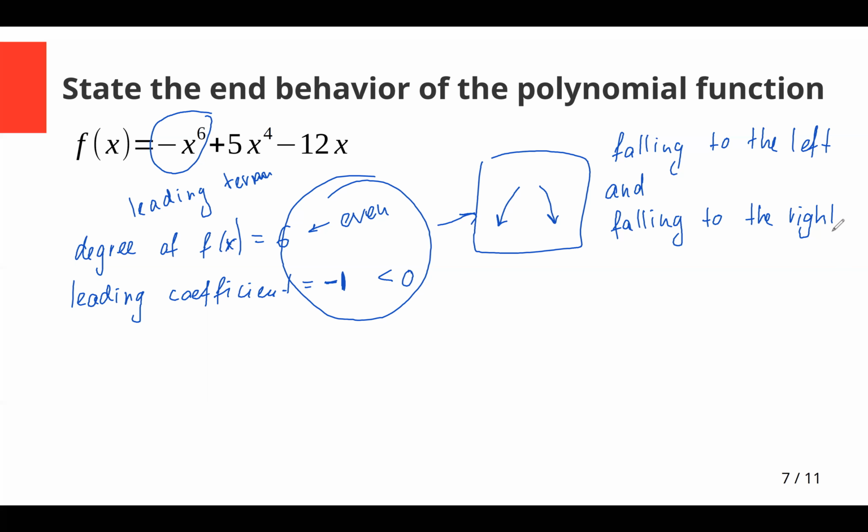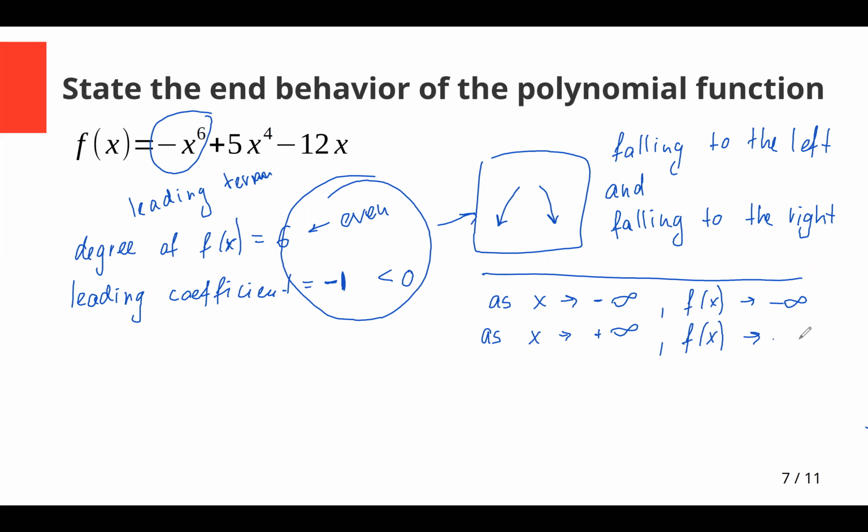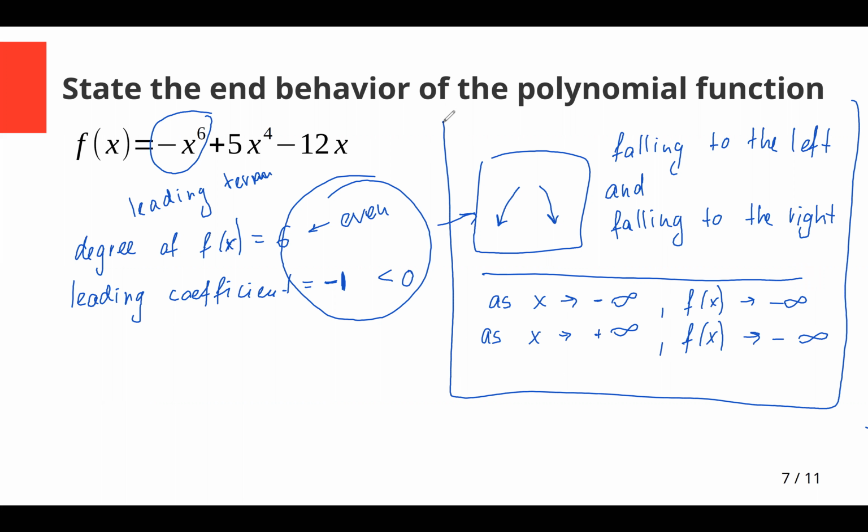Now, there is another way to say it. As x goes to -infinity, f of x goes to -infinity. And as x goes to +infinity, you don't need this plus, but I just want to stress it, f of x goes to -infinity still, right? So this was another way of saying it. So you either give the answer in this form or in this form, right? But you should be aware of both of them.